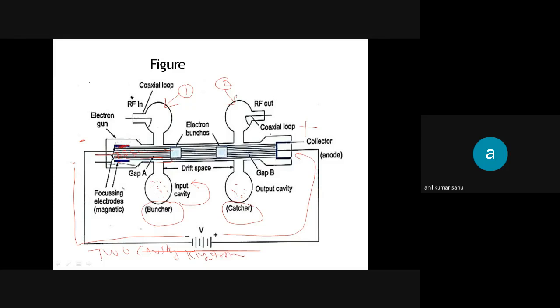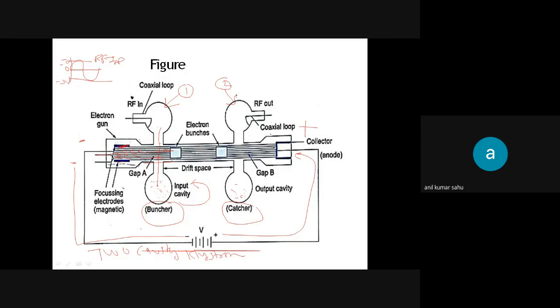Suppose we want to amplify this RF input having some frequency and range, like 5 volt, minus 5 volt, 0. This is the RF input. This RF input is applied using the coaxial loop, and the field is applied in here.